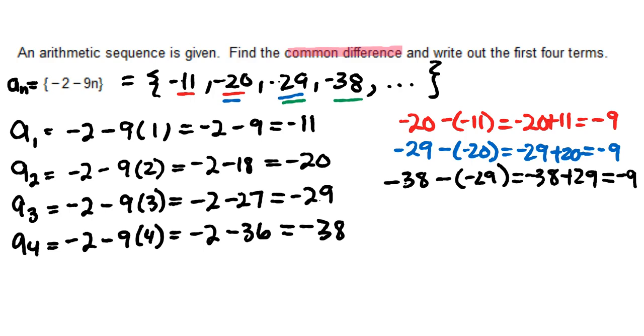So you can see that the differences between these consecutive terms are the same, or in common. So the common difference for this arithmetic sequence is negative 9. So we say that d is negative 9. Now if you're familiar with the format of the nth term of arithmetic sequences, you know that the coefficient on n will be the common difference. So you could have gotten the common difference if you knew that pattern.